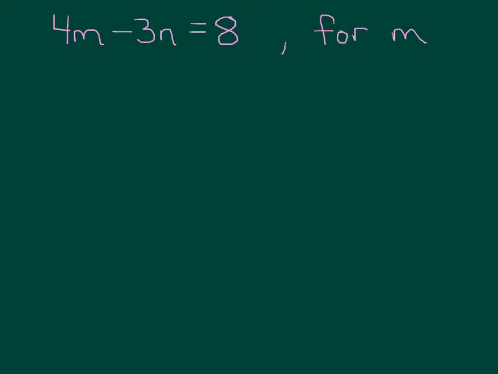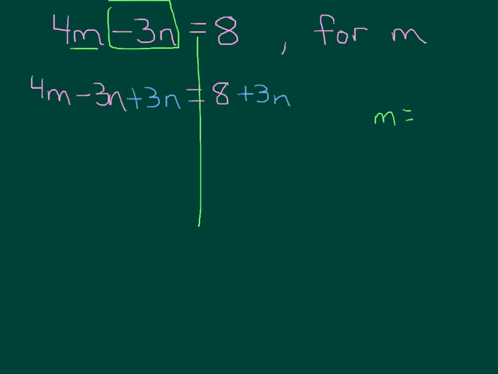Here's our first example, 4m minus 3n equals 8, and we're solving for m. So if I draw a line at my equal sign, my goal is to get m all by itself so that my final answer is m equals. You really treat this just like any other equation. How do we get m by itself? We have to first move this negative 3n to the other side. And to do that, I'm going to add 3n to both sides. By doing that, they cancel on the left, and it leaves me with 4m equals.